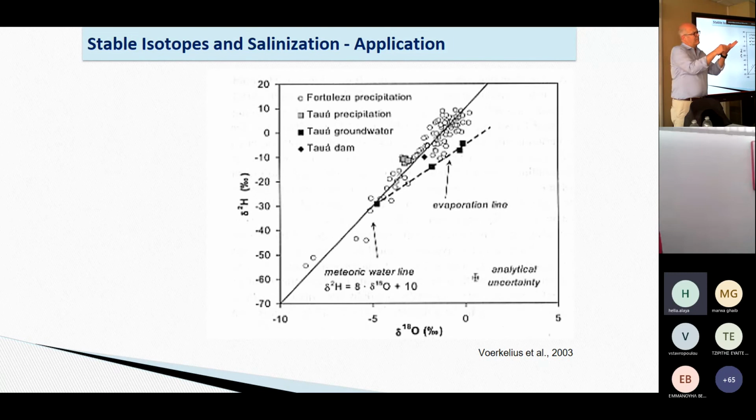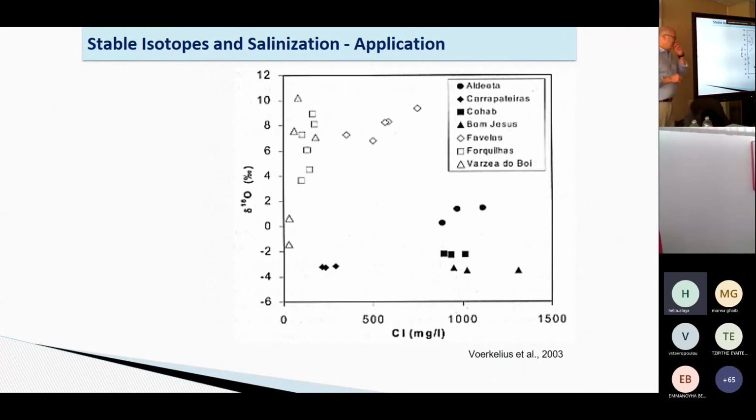And then we have a long number of other processes. You can have water-rock interaction and dissolution of salt, so there is salt in the system that you dissolve. Serpentinization and closed basin salinization. Now it gets very interesting when we combine stable isotopes with chloride, with chemistry.